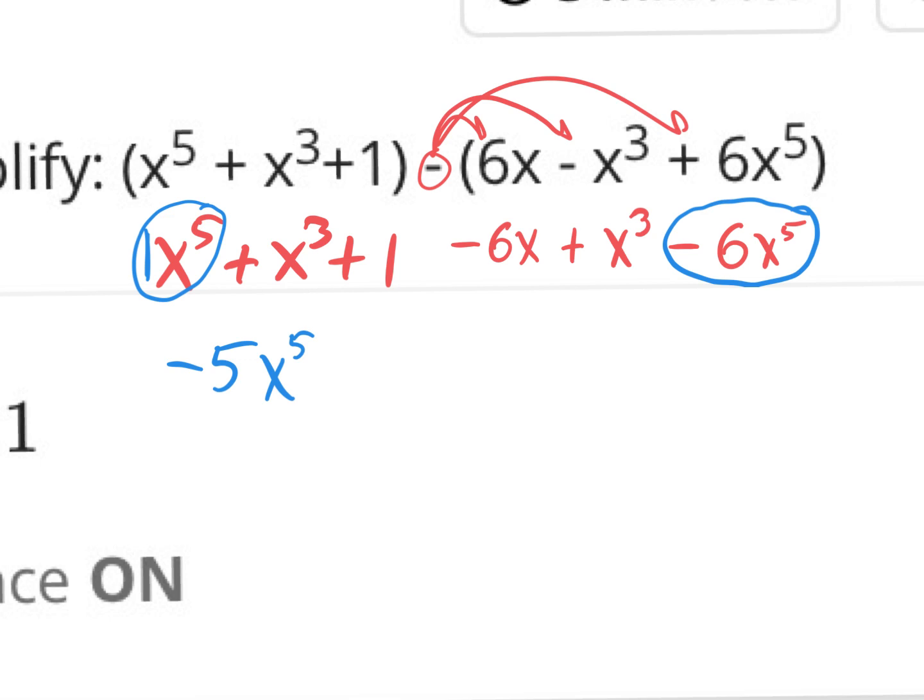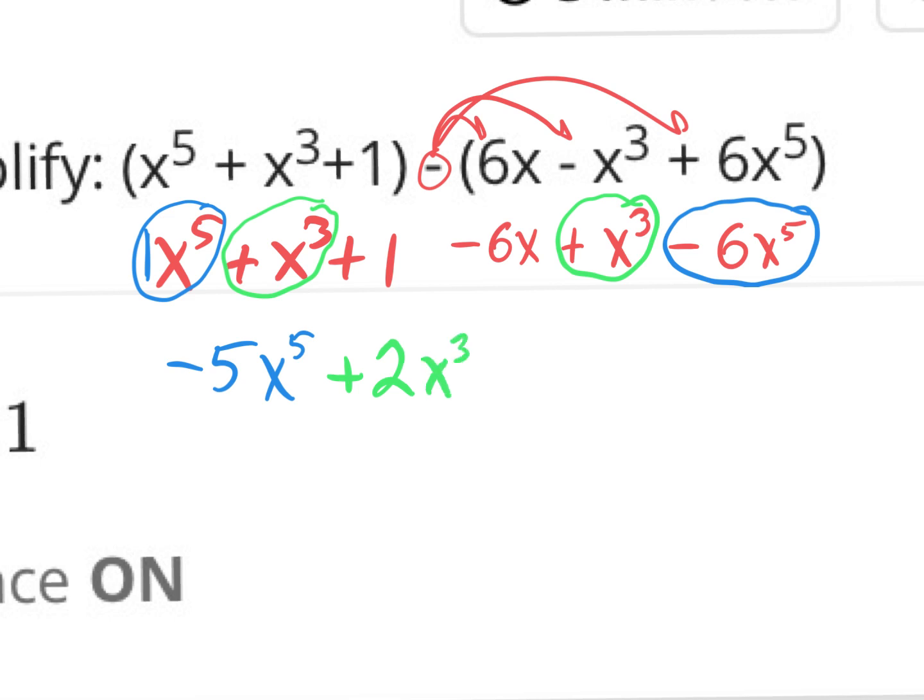And then you move on to the next highest exponent. Is there a power of 4 after the 5? No, there's no power of 4. Is there a power of 3? Yes, there is. I'm going to combine this positive x to the power of 3 with that positive x to the power of 3, and that'll give me a total of 2 of those x to the powers of 3.